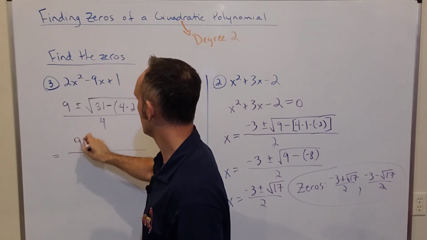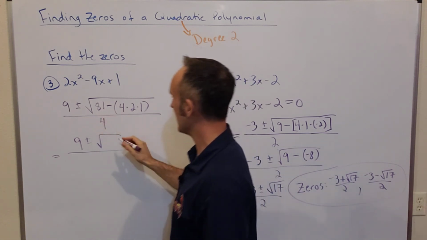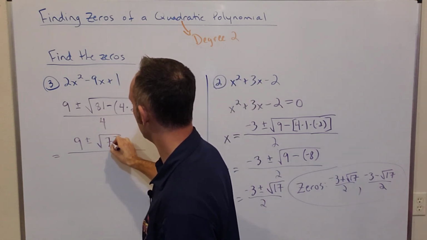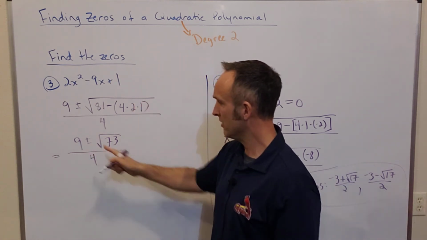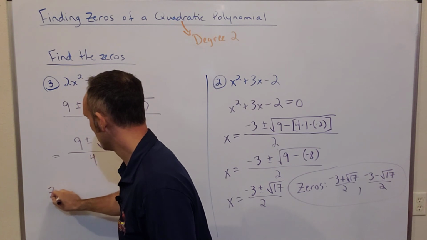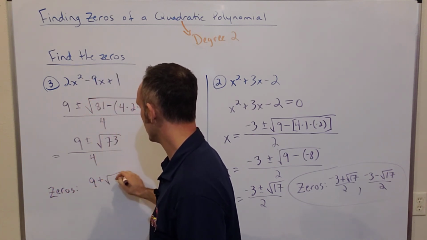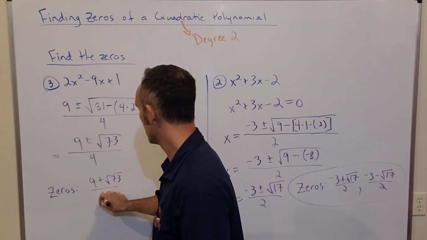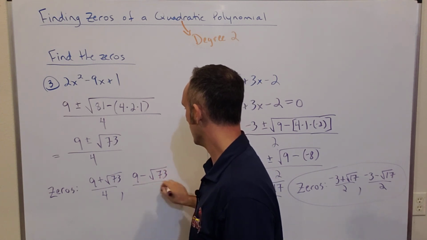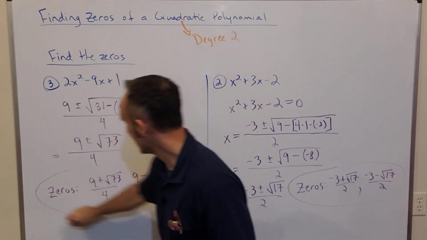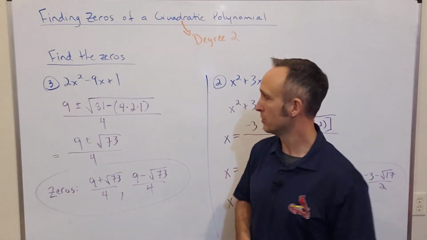So we have 9 plus or minus the square root. This is 81 minus 8, so that's 73. All over 4, okay? And those are the zeros. So we have 9 plus the square root of 73 over 4, and we have 9 minus the square root of 73 over 4. So again, in this case, we get 2 irrational zeros with no imaginary numbers, okay?